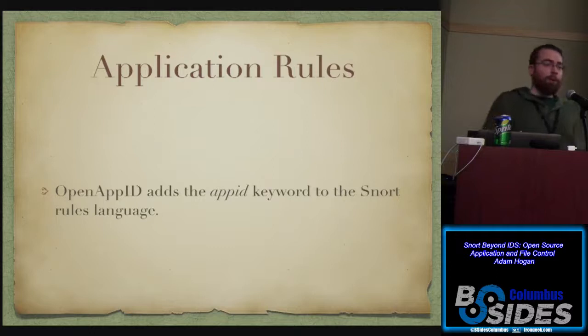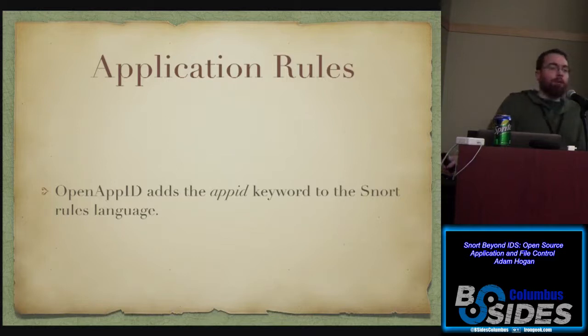All right, so one of the things we can do now that we have this application identification information is utilize that in the snort rules language. We actually add a new keyword to the snort rules language, right? We have a series of keywords to identify traffic coming from this IP, going to this IP, it's got these bytes in there, whatever it is we're looking for. A new keyword to identify traffic is the app ID keyword. So you can now put that into any snort rule.